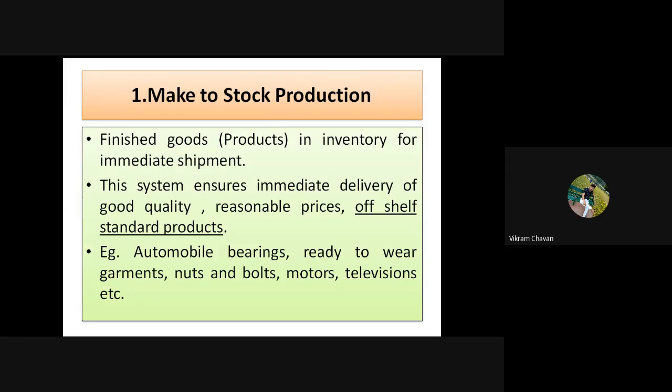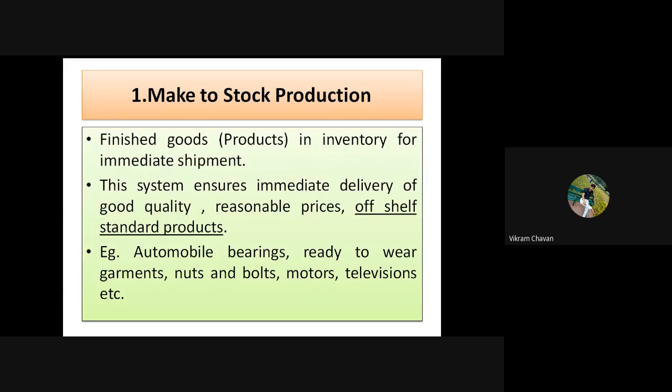Whatever the standards or standard product provided by the company, the customer needs to accept that product, and there is no proper interface between the customer and the producer. So in this process, there is no direct interaction between the industrial person and the customer. In make to stock production, the volume of sales units is very high, and customer delivery time is determined by the availability of finished goods inventory.